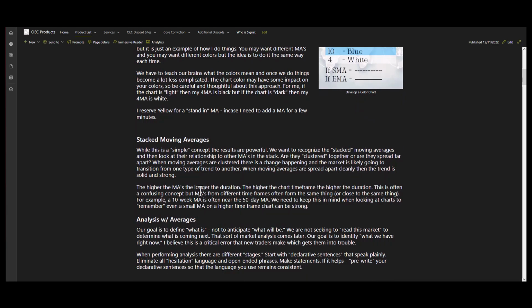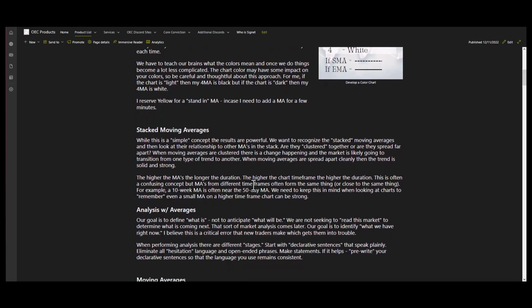All right, so another thing about recognizing trend is when your moving averages are fanned out and stacked nicely. If you look at a chart and all the moving averages are clustered together and they're all just knotted up like Jenga or spaghetti, then that's not a good trend. That's a trend that is transitioning, and it's just a mess.